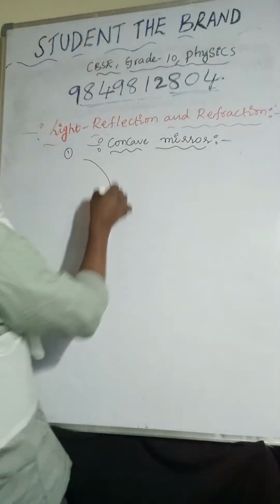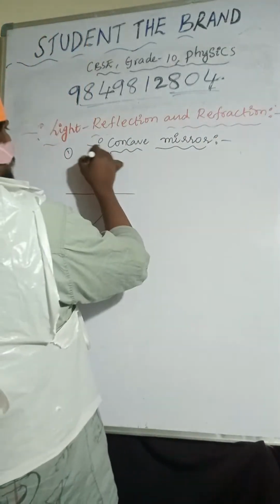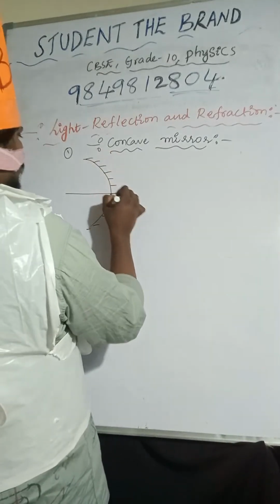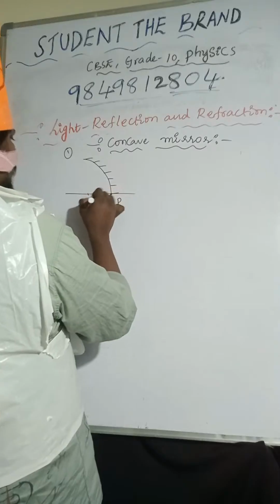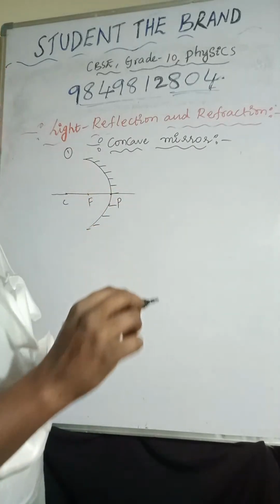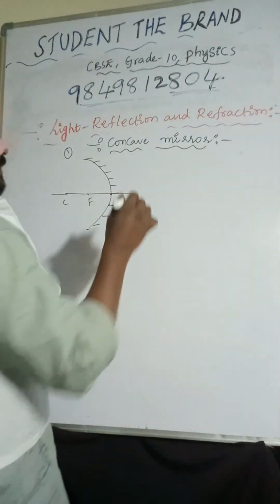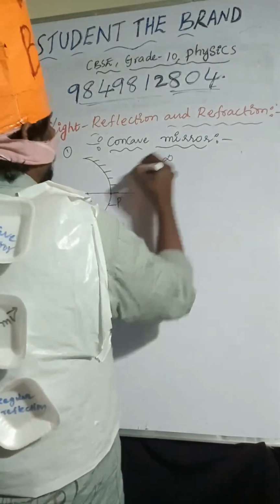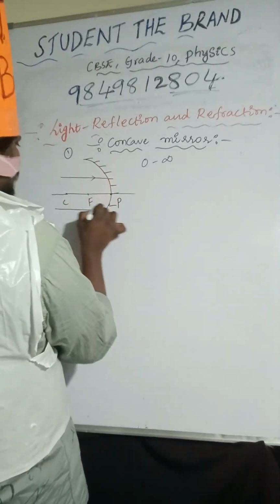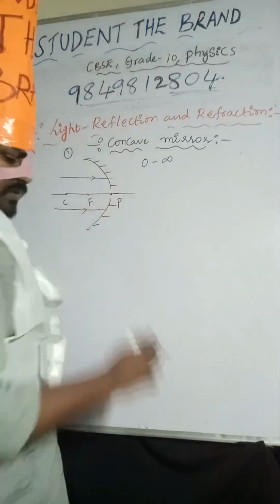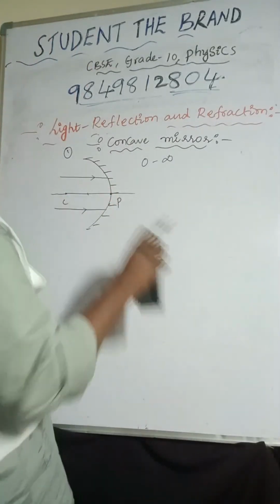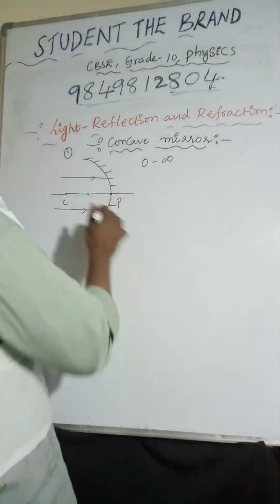So the first one I'm taking here. Pole, focus, center of curvature. Object is placed at infinity. So how many light rays? One or two light rays I'm taking. One light ray like this, another light ray I'm taking here. After reflection, the light rays are meeting at one point on the principal focus.